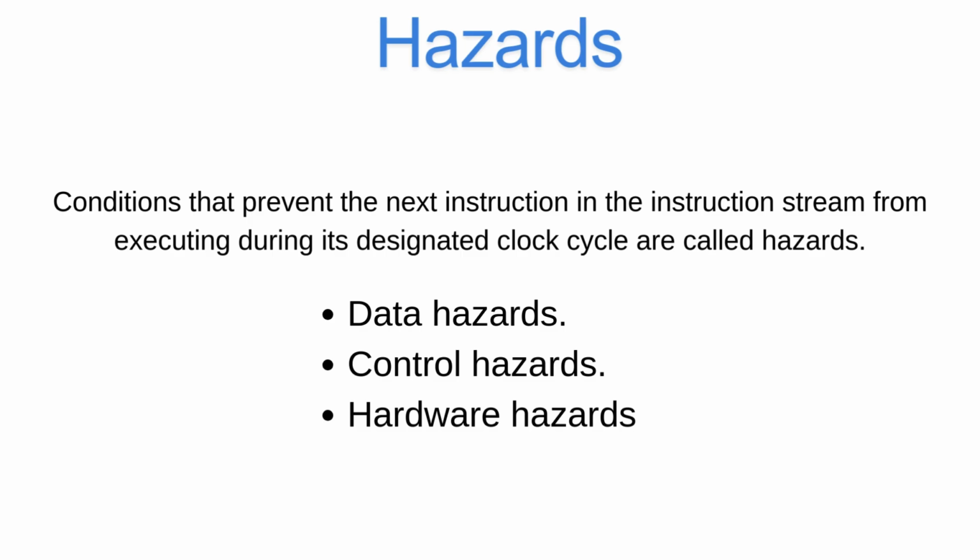Even though the introduction of multiple pipeline stages increases the speed of the processor, there are specific conditions that can disrupt the smooth execution of instructions in a pipeline. Conditions that prevent the next instruction in the instruction stream from executing during its designated clock cycle are called hazards. They can cause delays and require special handling in pipelined processors. There are 3 types of hazards: data hazards, control or instruction hazards, and structural or hardware hazards.